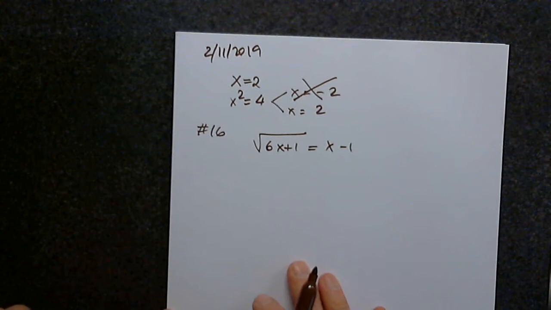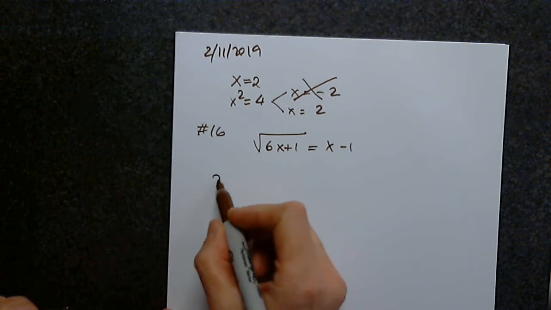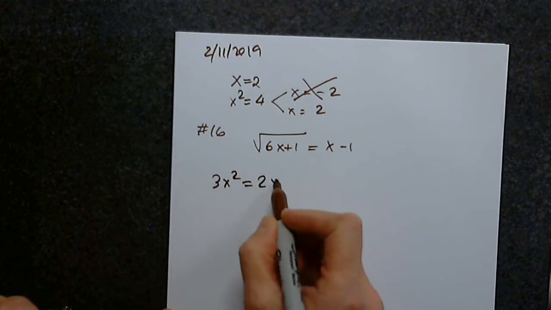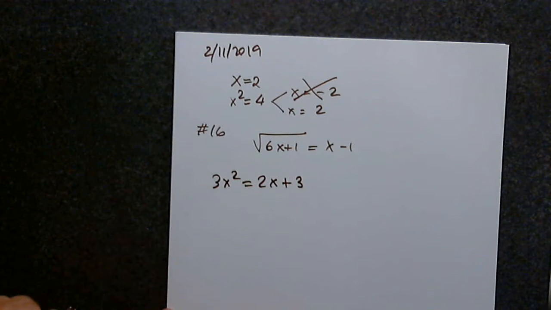Write the problem. Okay. 3x squared equals 2x plus 3. And it asked me to turn the equation into the right form and use the formula to solve it. Good. So I did it.